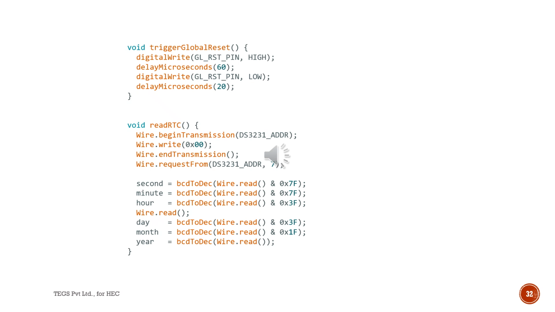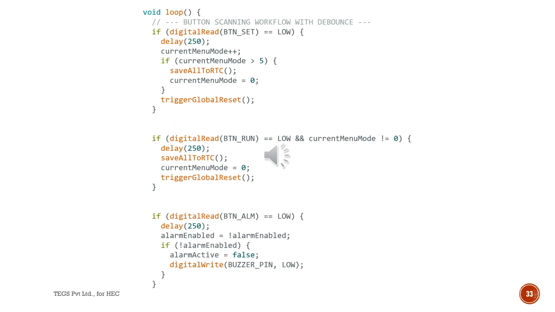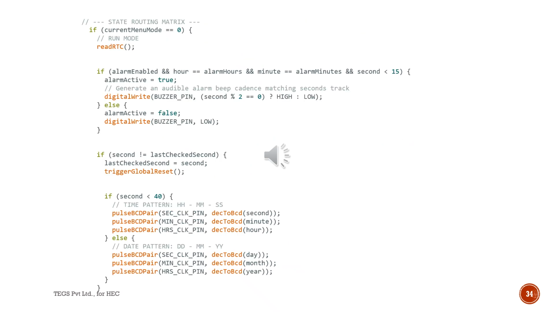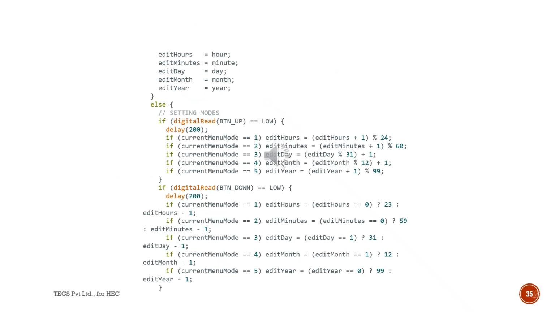The trigger global reset subfunction and read RTC subfunction are given in this page. The code in the loop is given in this page. This page contains the continuation of the code in the loop. This page also contains the continuation of the code in the loop.